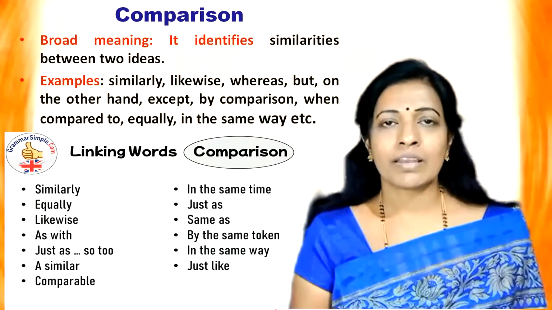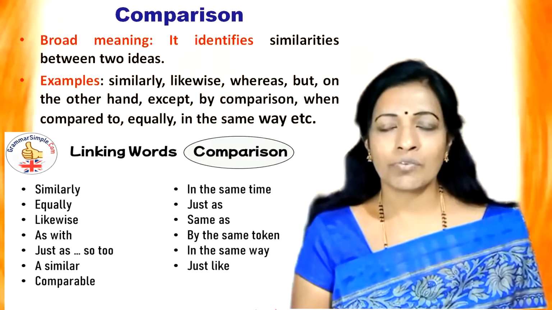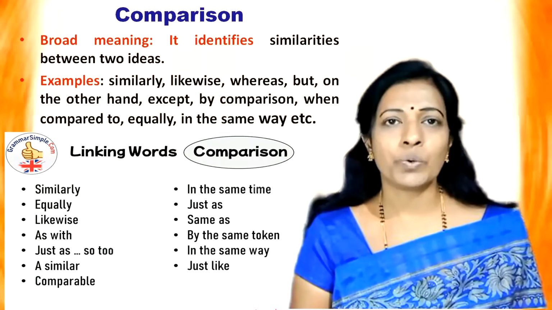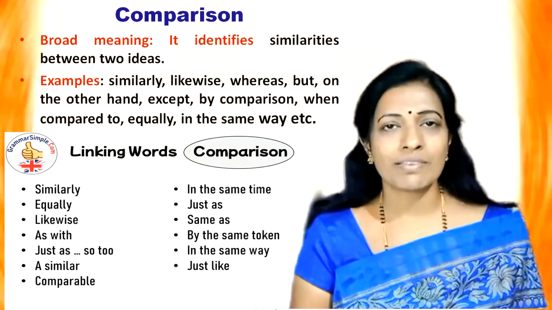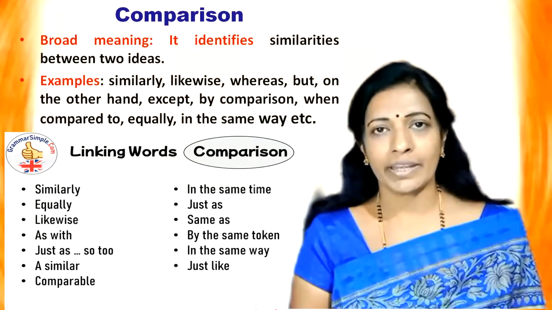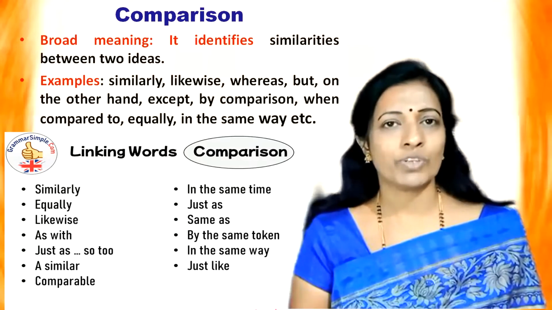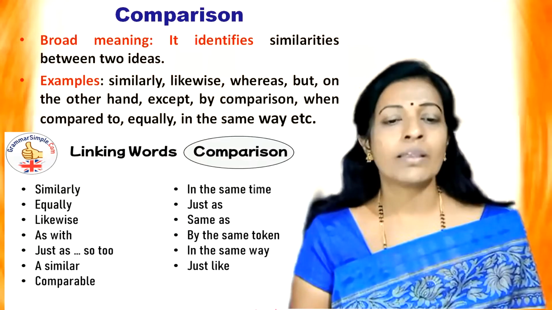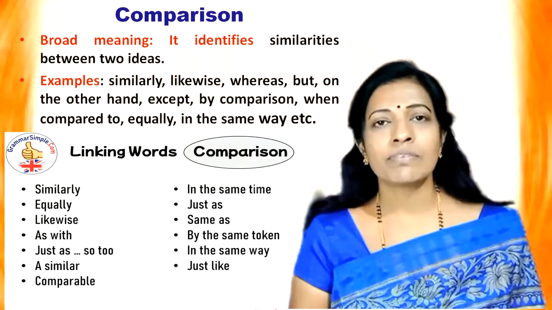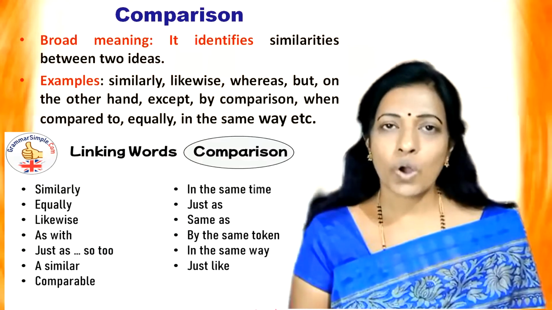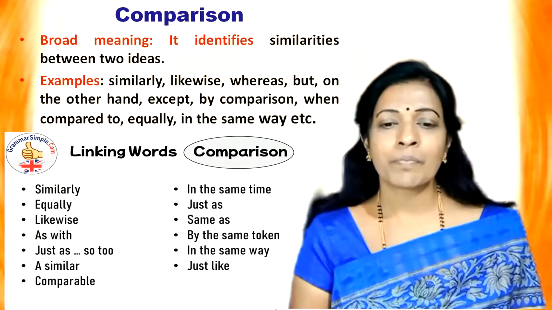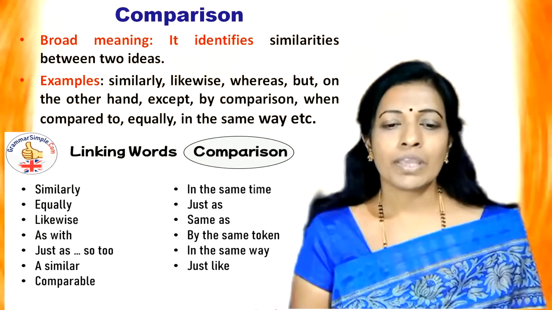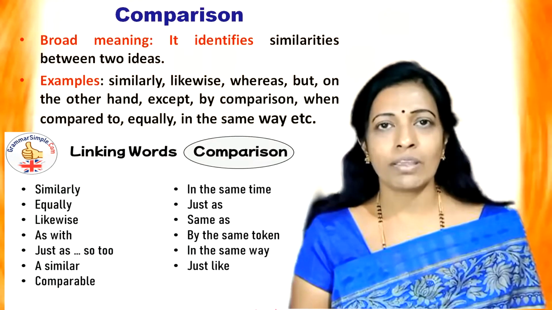Next, let us now find out which are the linking words which are used to show comparison. Generally, when you are trying to show a comparison, then you are trying to point out the similarities between two ideas. So, the linking words which you can use to do this are similarly, likewise, whereas, but, on the other hand, except, by comparison, when compared to, equally, in the same way, etc.